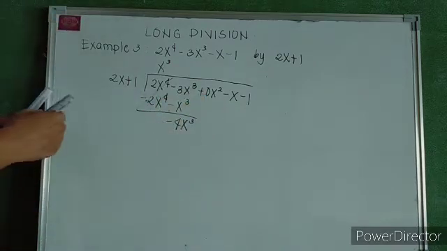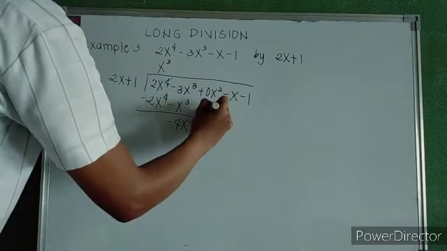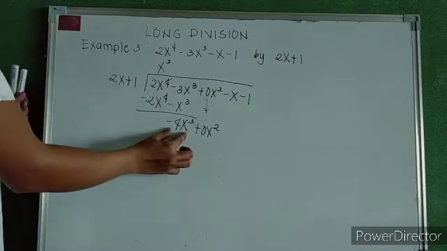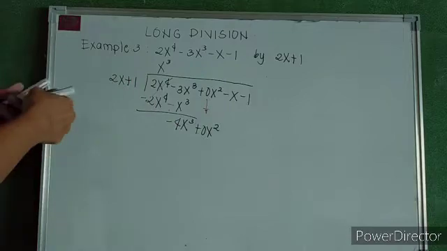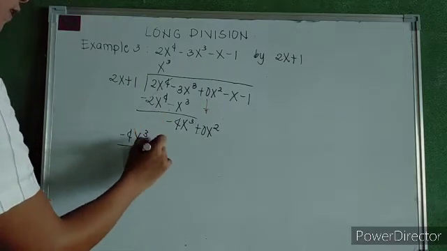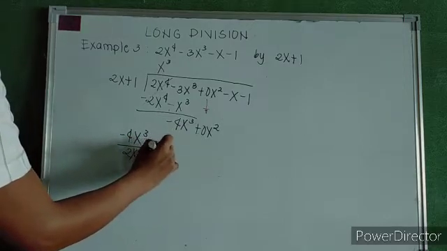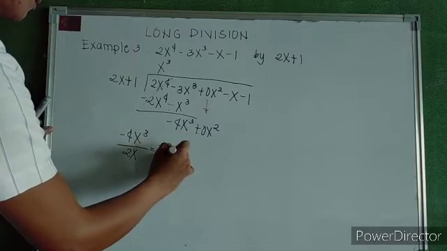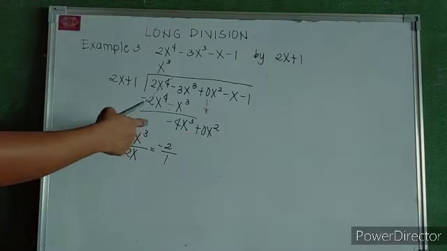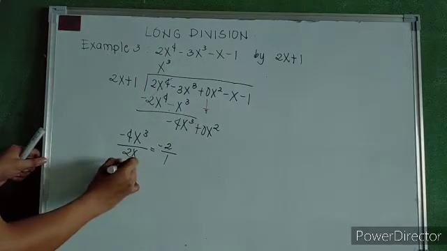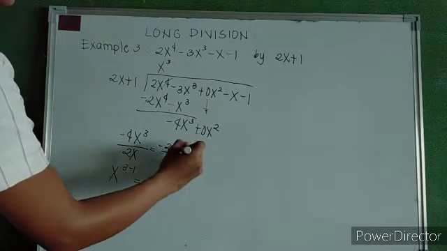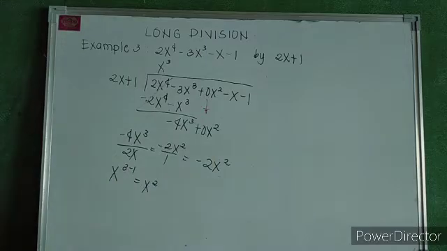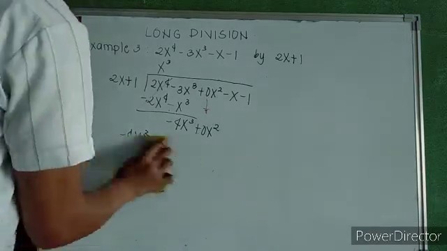Now we bring down our quadratic term, which is 0x squared. That is positive 0x squared. Now, the first term of our dividend, negative 4x cubed divided by 2x. When we simplify the coefficients, negative 4 divided by 2 is negative 2. And then x cubed over x is x cubed minus 1, that is x squared. So we have negative 2x squared. So that is the quotient we got: negative 2x squared.